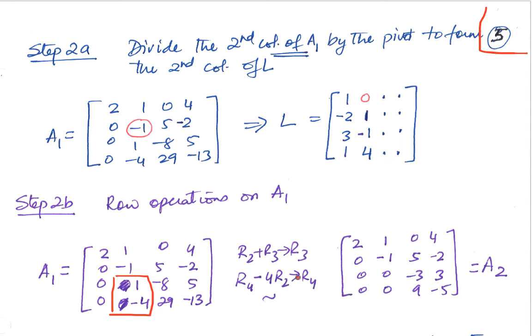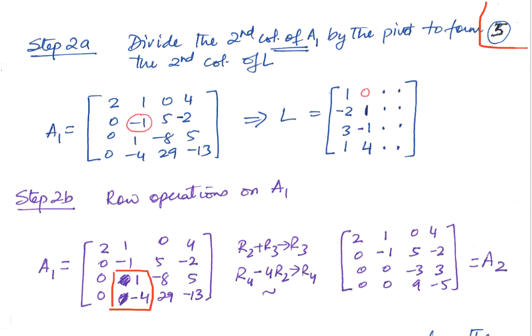So we apply these two row operations and we get this new matrix A2. So we will just continue with the process we did on A1. We'll do it on A2. We'll find L1. We'll get the new matrix of that. We will continue till all the columns of the lower triangular matrix are filled up.